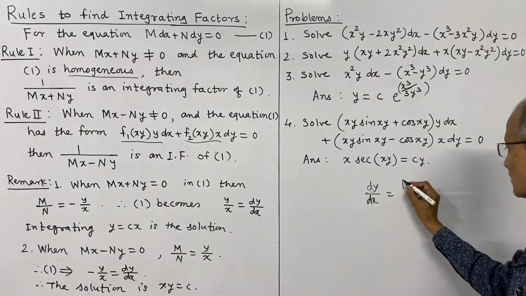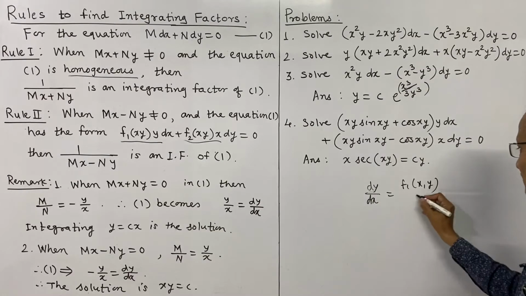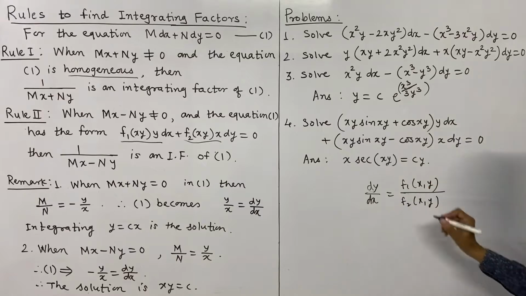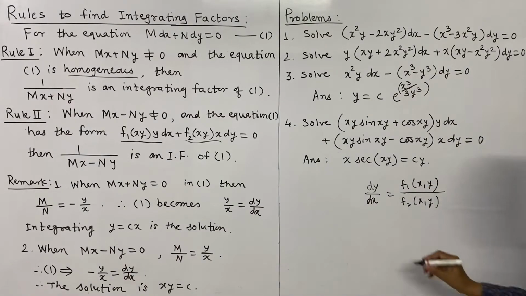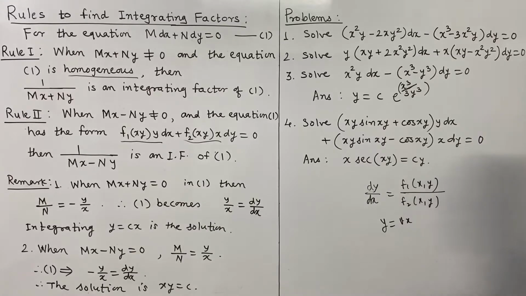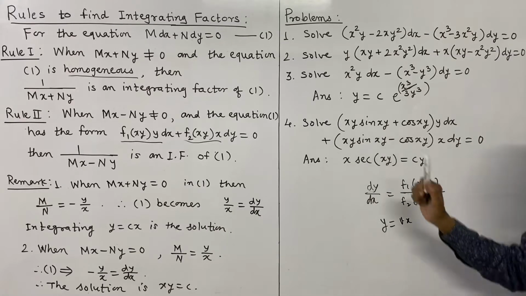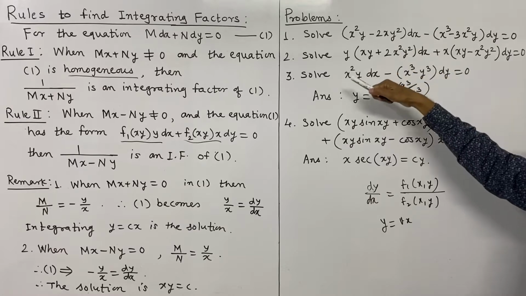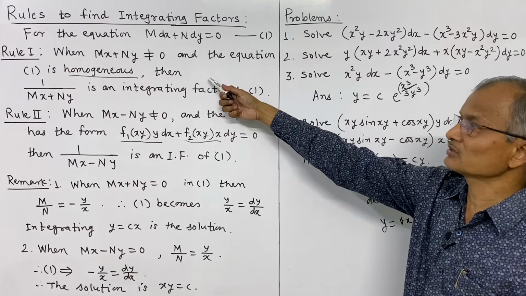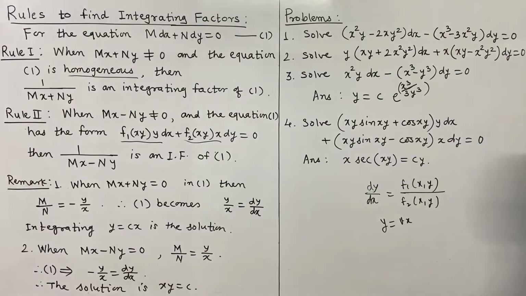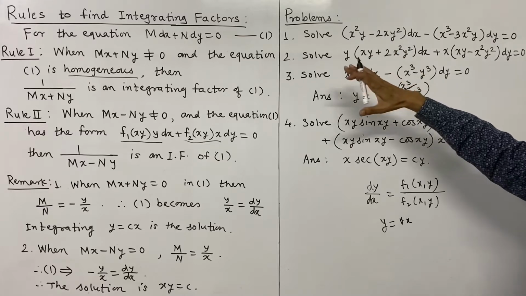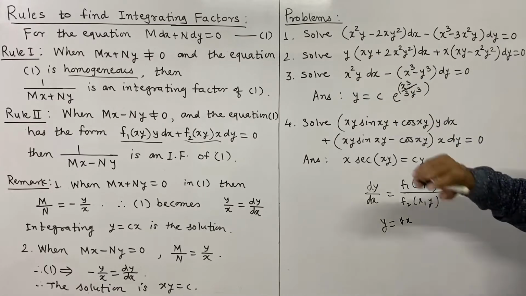We have seen how to solve a homogeneous equation. dy by dx is equal to f1 of x comma y over f2 of x comma y, where f1 and f2 are homogeneous functions, then we should put the substitution y is equal to v into x, and this method we have seen earlier. Thus this problem can be solved by that method, and can also be solved by using the first rule to find the integrating factors. For this problem it is clear that we should use the first rule.